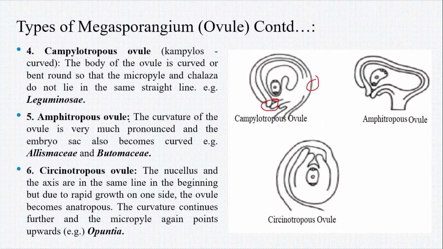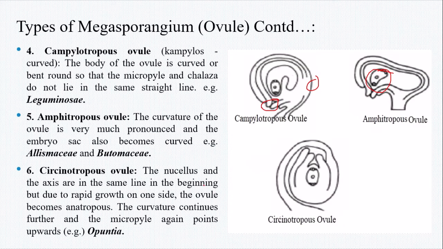The fifth one is the amphitropous ovule. The curvature of the ovule here is very much pronounced, and the embryo sac. It is somewhat like the campylotropous, but here the embryo sac also gets the curve. This type of ovule is found in the Alismataceae and the Butomaceae families.